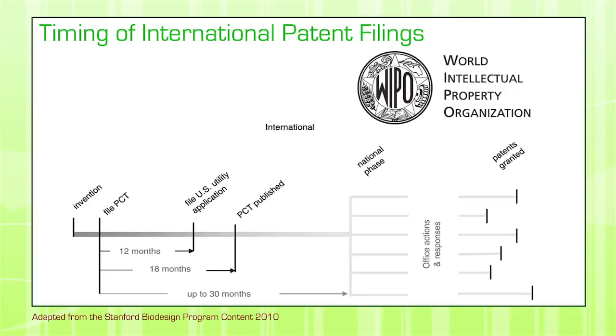You submit your PCT, but then you cannot 1 year later submit a provisional. You have to submit the actual utility application in the US, because if you don't, then you're not going to be covered in the US. After filing the PCT, you're going to have 18 months in which the WIPO is going to try to publish your idea on their servers, and after having that priority date from your filed PCT, you're going to have up to 30 months to actually decide which national phases you're going to try to submit.